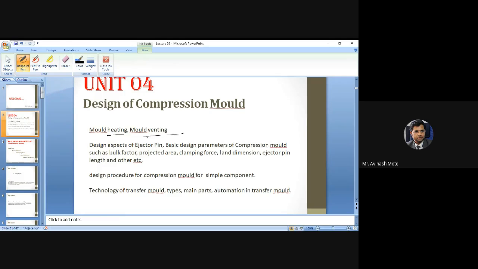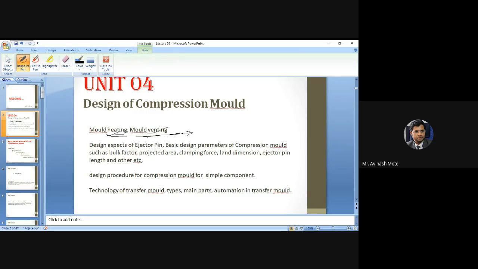These two parameters, heating and venting, are the basic parameters required for each kind of molding. I told you the purpose also. Heating allows the material to flow easily, and venting allows the trapped gases or trapped air to escape from the mold cavity.